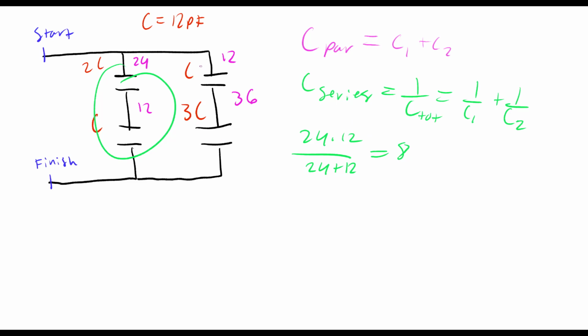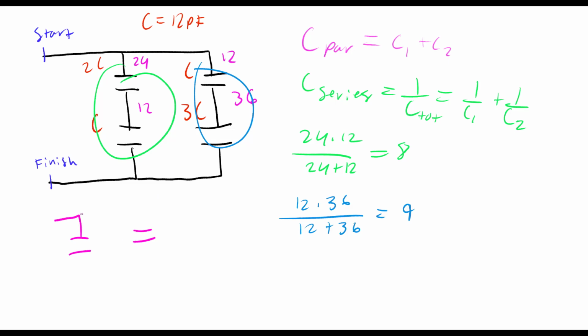So this right here is going to be 12 times 36 all over 12 plus 36. So let's see, 12 times 36 divided by 12 plus 36, and we get 9. Alright, so now we have this. We now have, that's a capacitor. This is the capacitor.